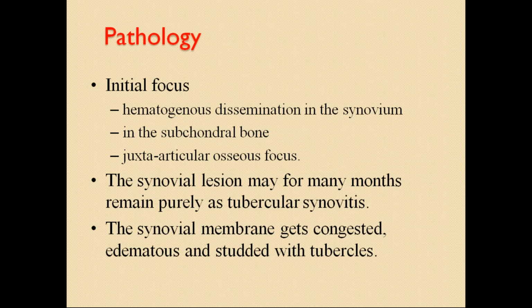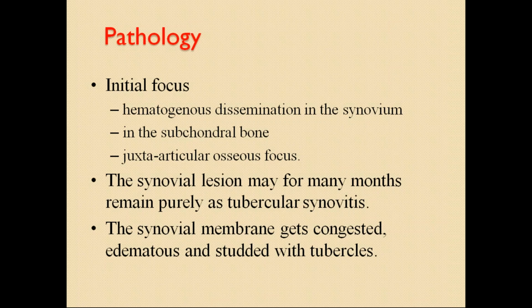So coming to pathology, the initial focus may be in the lungs, so parenchymal disease may be there. The patient may get treatment for the parenchymal disease, and later there may be dissemination from the parenchymal disease. There may be hematogenous spread from the parenchyma to other organs in the body, and there may be hematogenous dissemination to the synovium.